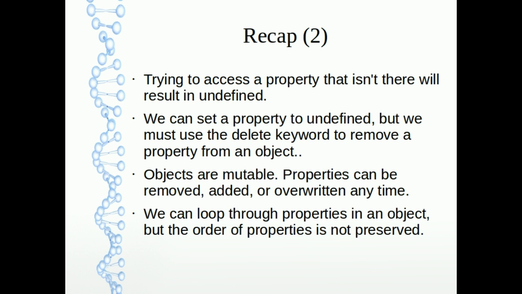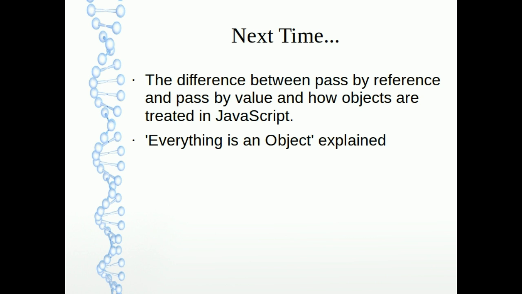In the next video in this series, we're going to look at the concept of passing by reference and passing by value, what these terms mean, and what their significance is in JavaScript with regards to objects. We're also going to be looking at the phrase, everything is an object in JavaScript, and we're going to explain what this means and why it is a slightly misleading statement, but when properly understood is a major revelation of the inner workings of the JavaScript language.